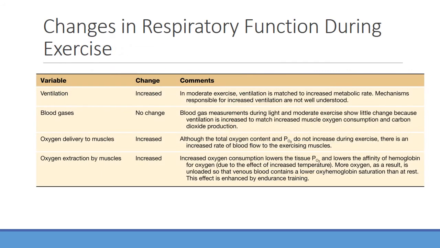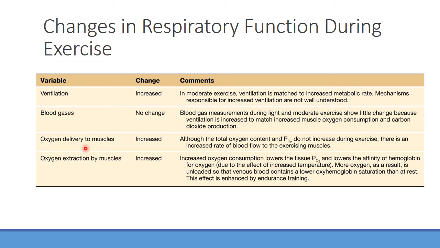So looking at some of the changes in respiratory function during exercise, as far as ventilation goes, it should be increased. With the increased metabolic demands being placed by the body, we are going to have increased depth and rate of breathing, so hyperpnea and tachypnea happening there. For the most part, your body can keep up with those demands to some degree, especially with moderate exercise. Looking at the blood gases, you typically see no change here. Blood gas measurements during light to moderate exercise should not find any real appreciable changes because our ventilation is increased, and that's going to help meet the matched increase in muscle oxygen consumption and carbon dioxide production. Obviously, with strenuous exercise or long-term exercise, you can start to see more anaerobic metabolism in the skeletal muscle that can lead to more acids being produced and some decreases in pH, but then your body is going to try to compensate for that metabolic acidosis by breathing off some of that extra CO2, or trying to hyperventilate, right?